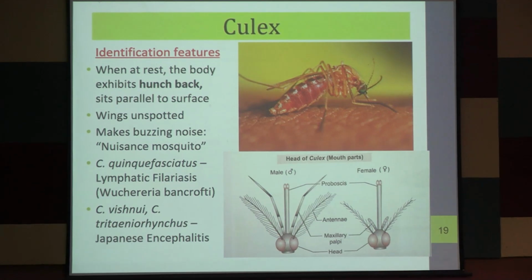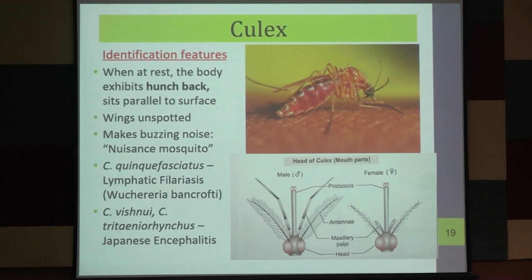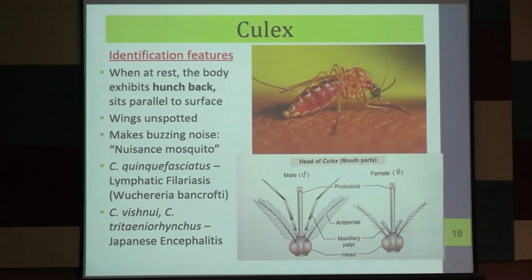That is Culex. Can you name any other diseases that are transmitted by Culex? Filariasis, Japanese encephalitis. Can you name the specific vector? Culex tritaeniorhynchus. And what is the common Culex we see in nature? Culex fatigans.